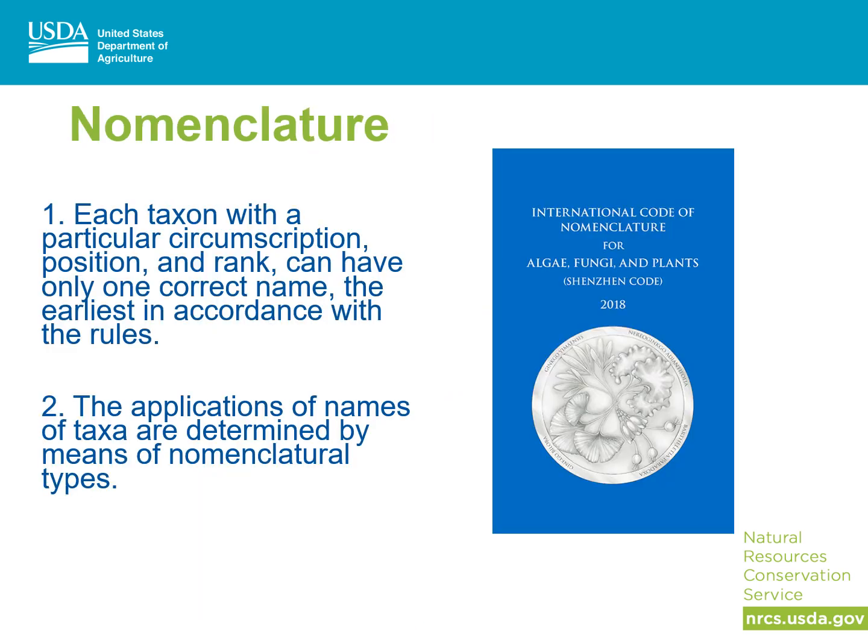Can't get too deep into plant taxonomy without a reference to the International Code of Nomenclature for Algae, Fungi, and Plants. There are two principles I want to highlight here. Each taxon, such as a species or a genus, with a particular circumscription, position, and rank, can have only one correct name, the earliest in accordance with the rules. Also, the applications of names of taxa are determined by means of nomenclatural types. It's important to note that the code does not dictate how one should do taxonomy. It strictly dictates how one should apply names once you have a given fixed taxonomy that's agreed upon.